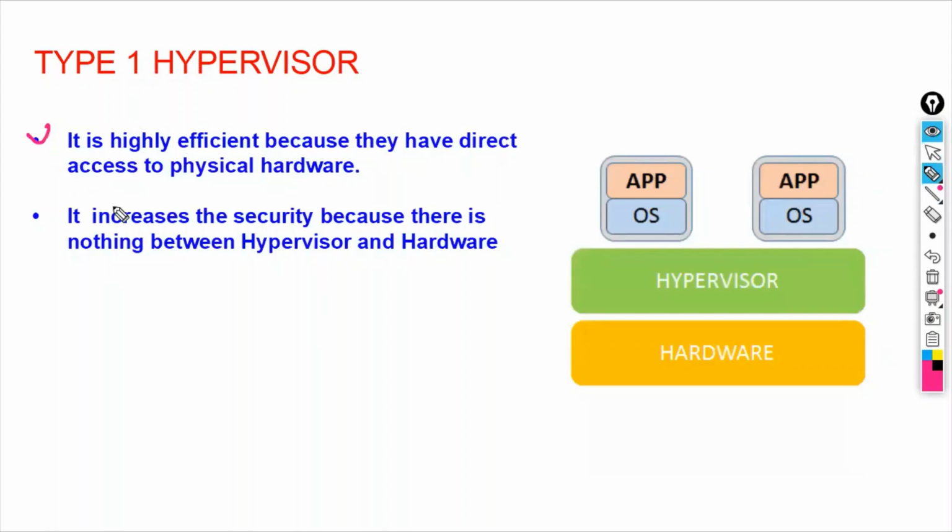And type 1 hypervisor is highly efficient because it has direct access to the physical hardware. It is highly efficient because it is interacting with the hardware directly. There is no mediator between hypervisor and hardware, and it increases the security because there is nothing between hypervisor and hardware.